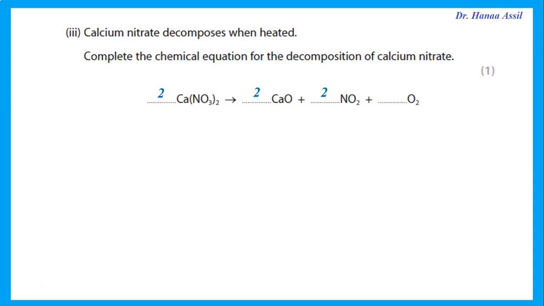Now how many nitrogens before the arrow? Before the arrow we have 2 times 2, which is 4, so I need 4 here before the nitrogen. Now how many oxygens before the arrow? 2 times 3, 6, times 2, 12. I have 12 oxygens before the arrow. After the arrow I have what? I have 2 plus 2 times 4, that's 8. 8 and 2, 10, and 2, 12. So now it is balanced.